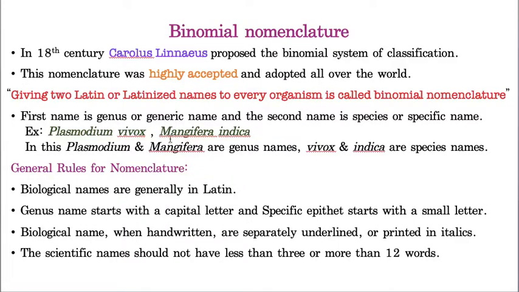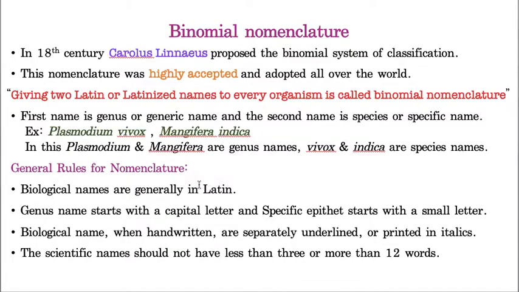See, I started with a capital M, whereas Indica is a species name, which starts with a small letter. That is what I am telling: the binomial nomenclature name should have one genus name and one species name. The genus name must start with a capital letter, and the species name must start with a small letter. This is one more rule.